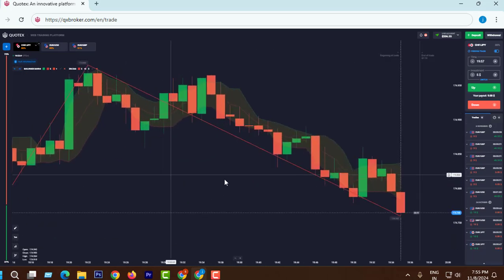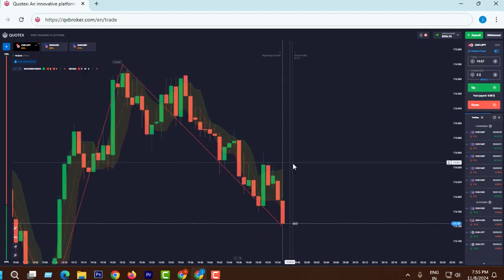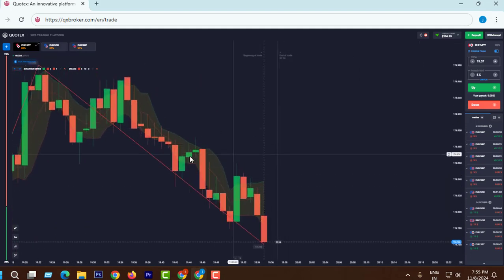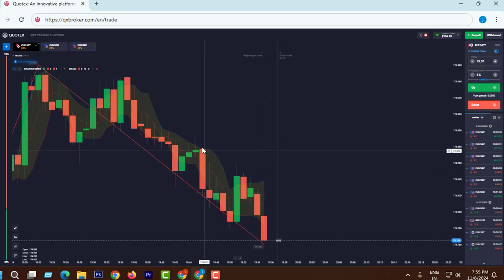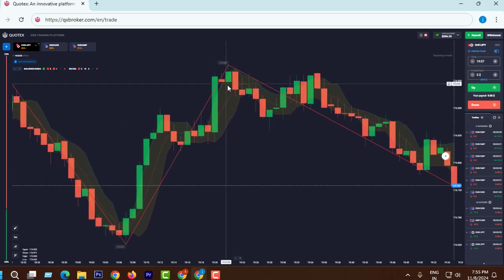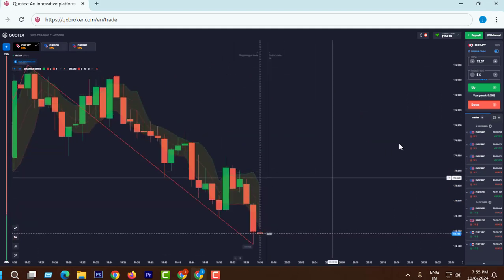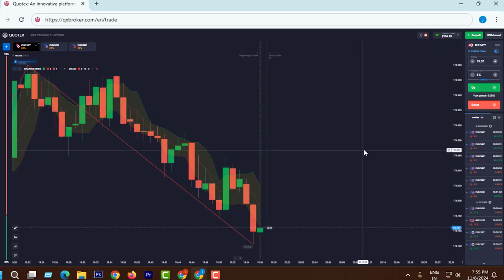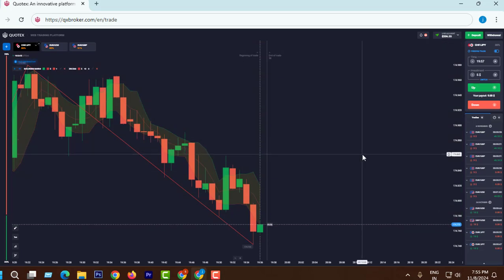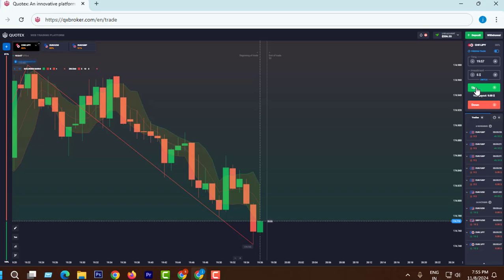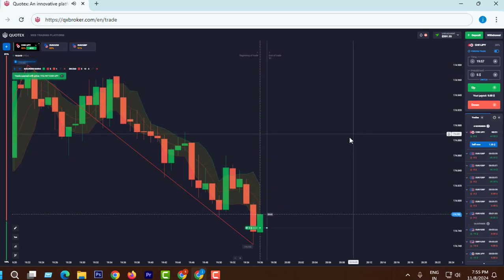And the down trade is the same. When the candle breaks the Bollinger Bands and there is a rejection from zigzag, I can place a trade on the down option. I can also place a trade on the higher option.